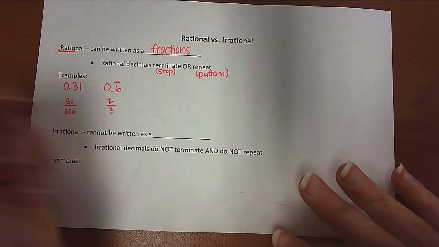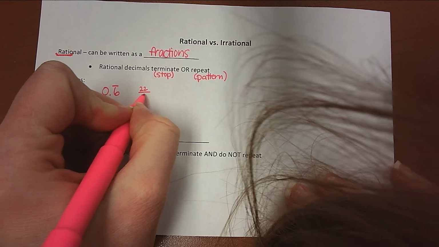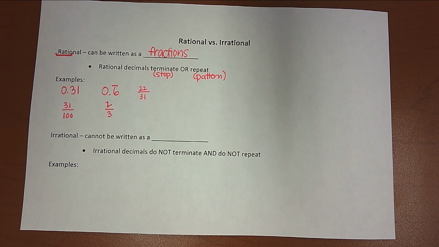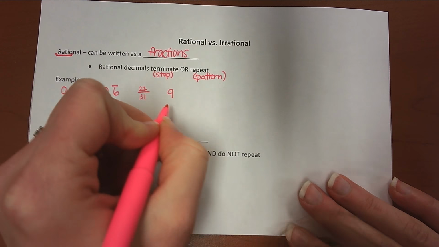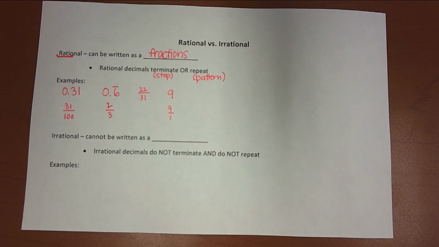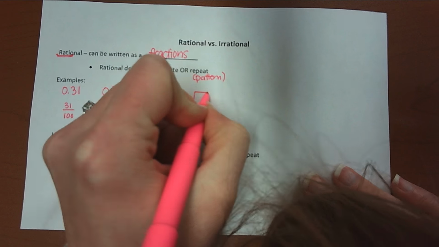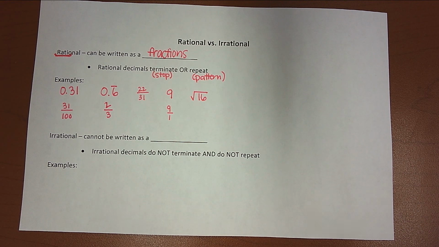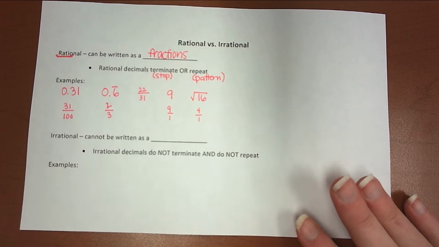Another example is just any fraction that we have. We could have 22 over 31, that's a rational number. It's a fraction. We could have a whole number, for example, the whole number 9. We can write 9 as a fraction, just 9 over 1. And then we've also got square roots, and square roots are the other thing that I want to talk about. The square root of 16 we know to be 4, and because 4 is a whole number, we can write this as a fraction, 4 over 1.